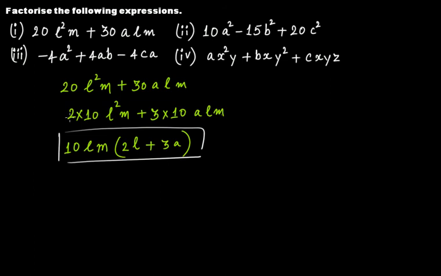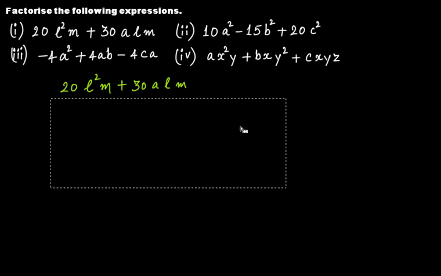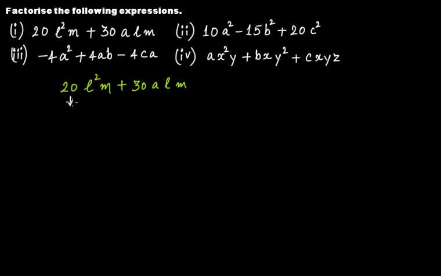But if you cannot quickly calculate in this way, then again break it down, right? You have to break it down. So this is 20. It means that 2 times 2 is 4 times 5 is 20 multiplied by L multiplied by L multiplied by M. Then this plus sign here. 2 times 2 is, no, you cannot go in that way. So you can go 2 times 3 is 6 times 5 is 30 multiplied by A multiplied by L multiplied by M. So we have actually broken these two terms into its irreducible factor form.